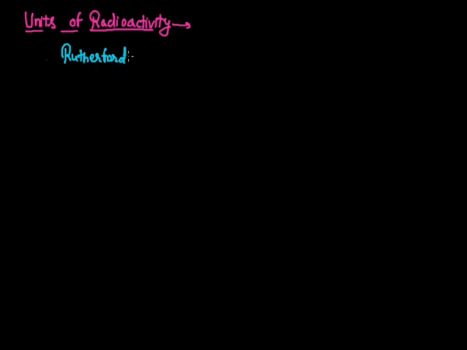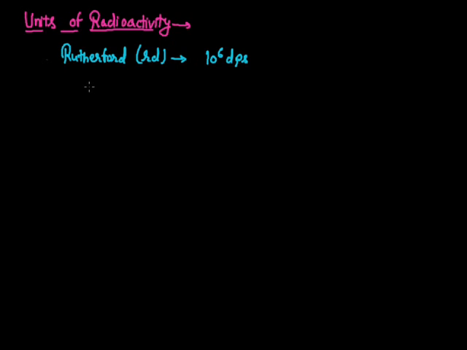This Rutherford unit is represented by the symbol rd. To define this unit, we take the amount of radioactive substance which undergoes 10 power 6 disintegrations per second. This amount of radioactive substance is termed 1 Rutherford.